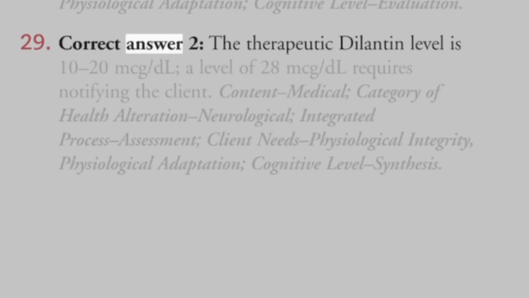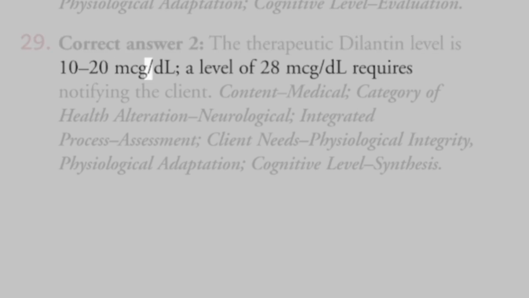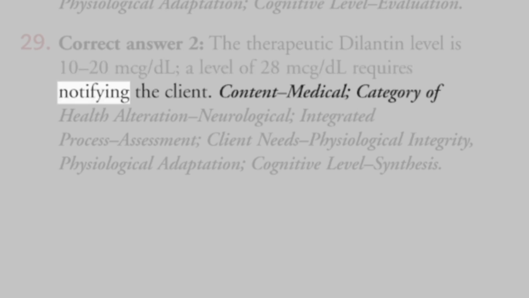29. Correct answer 2. The therapeutic Dilantin level is 10 to 20 micrograms per deciliter. A level of 28 micrograms per deciliter requires notifying the client.